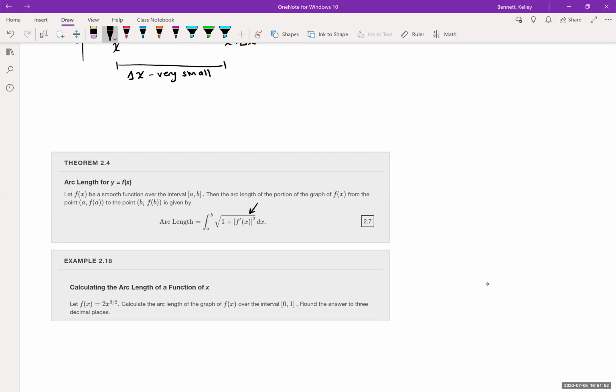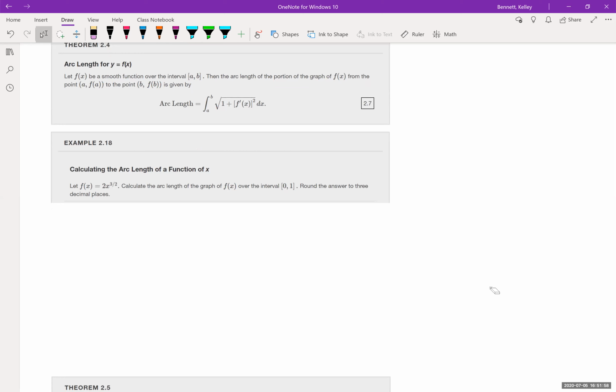So let's actually use the arc length formula and see it in action. These are pretty straightforward, because the formula is the integral from a to b of the square root of 1 plus f prime of x squared dx. It's almost like a plug and chug. Like, okay, what are a and b? Boom, boom, a, b.